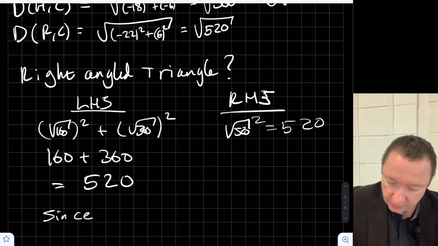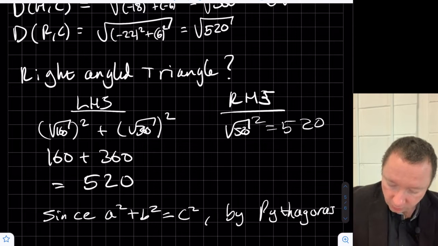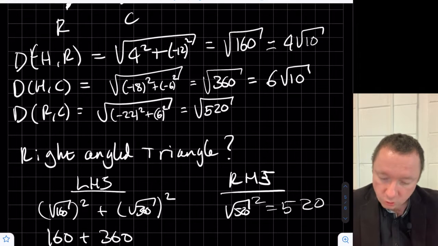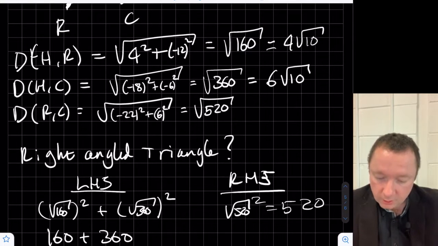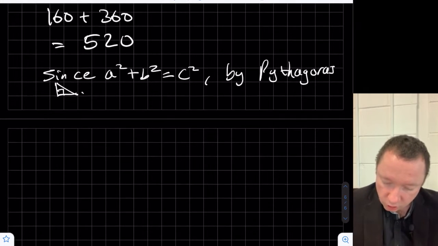So since a squared plus b squared equals c squared by Pythagoras, we have a right angle triangle. Okay, now where's the right angle triangle? Well, we can now draw our picture. We know that R to C is the longest side. So if I just draw, that's R and that's C, that's my longest side.